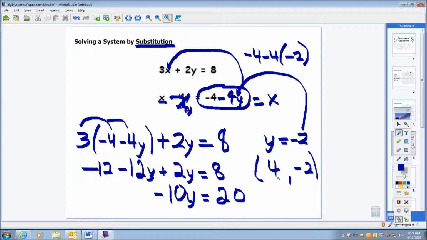And once again, here's your solution. You can actually check your answer by plugging each one of these numbers in, and this should work.